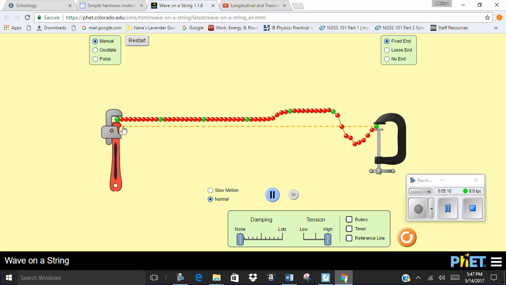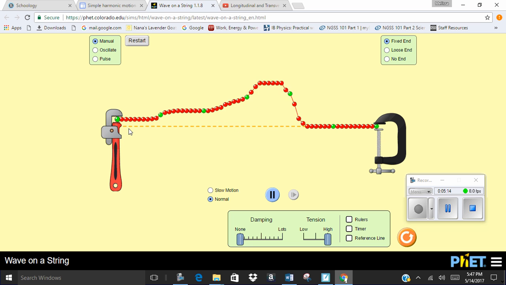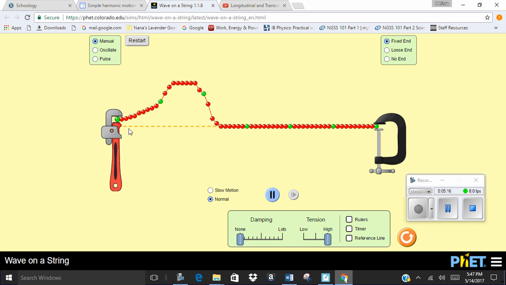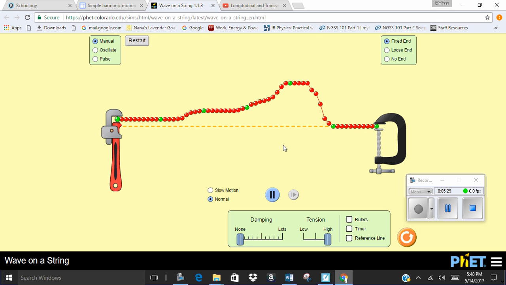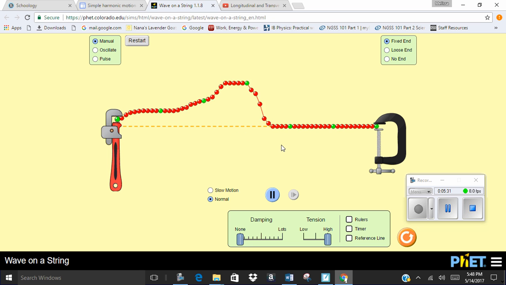The energy travels down the length of the string of beads. However, the beads themselves remain in the same horizontal position and do not travel down the length of the string. The beads do move vertically, but they do not move horizontally. This is why this is a great representation of wave energy.